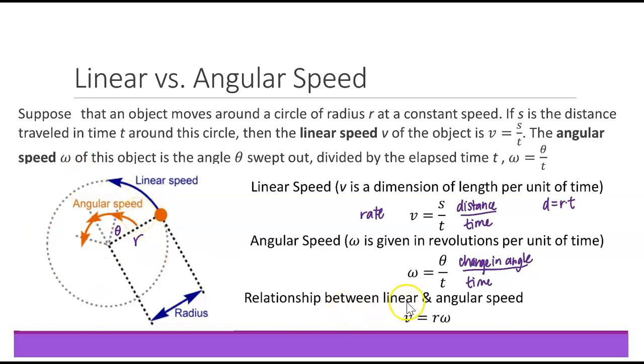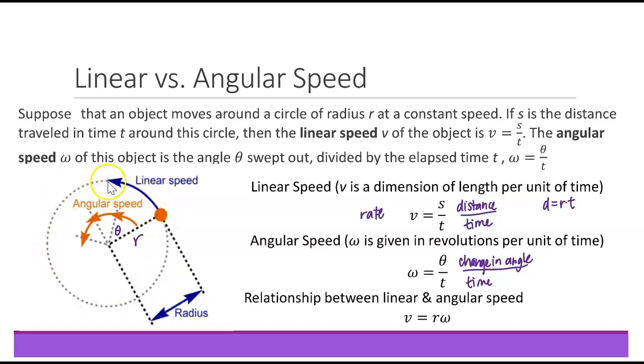The relationship between linear and angular speed is the following: linear speed, v, is equal to the radius times angular speed. So here, one of the best things I can try to help you understand this with is to think about a tire. If you're fixated on a point on the edge of a tire as this tire is spinning, the point on the tire has a different speed.